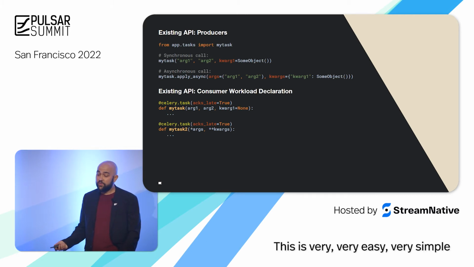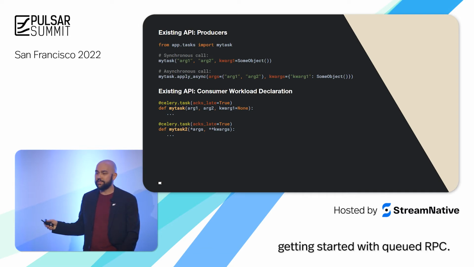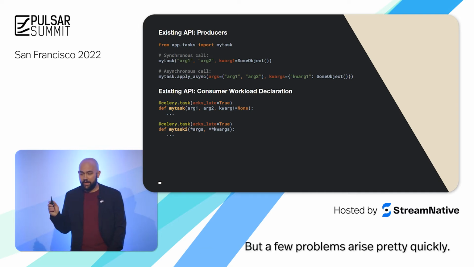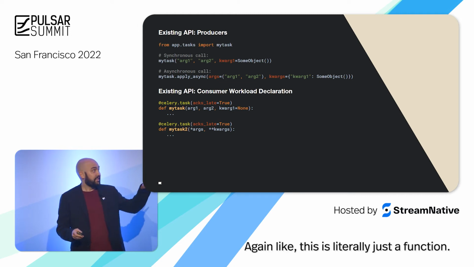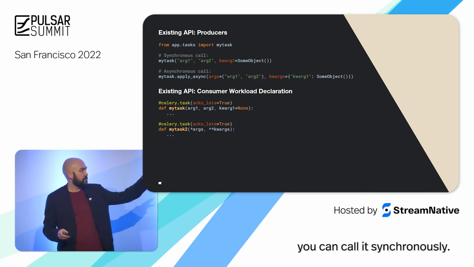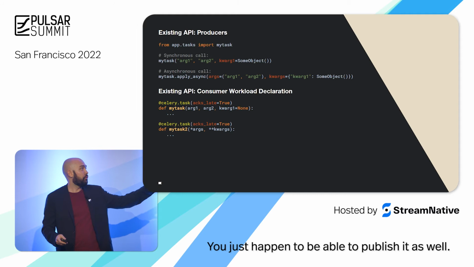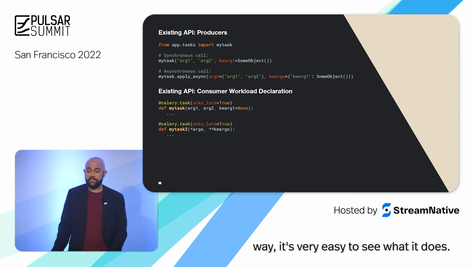This is very, very easy, very simple, and is absolutely the right tool for small companies getting started with queued RPC. But a few problems arise pretty quickly. Again, this is literally just a function. It's not equivalent to a function. It is just a function. You can see it, you can import it, you can call it synchronously. You just happen to be able to publish it as well. It's a go-to definition away. It's very easy to see what it does.